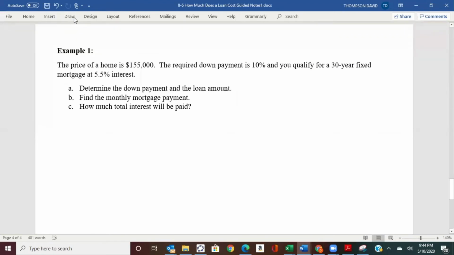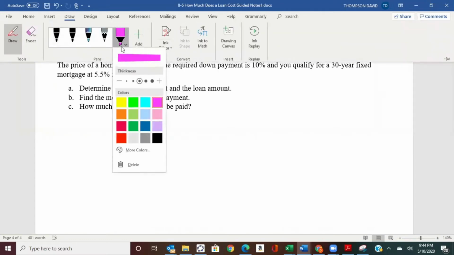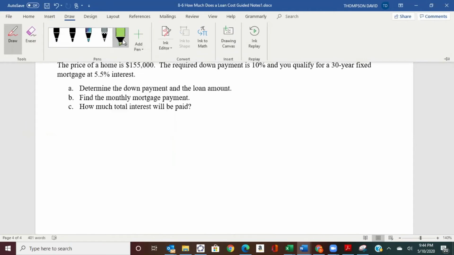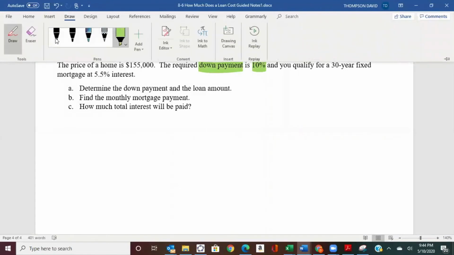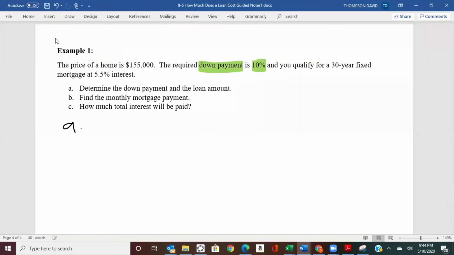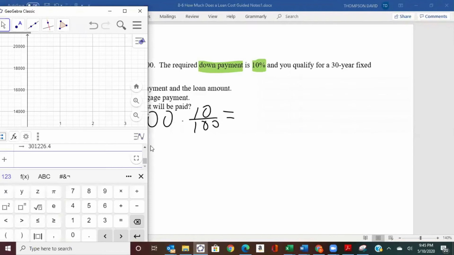So first we need to figure out the down payment for the amount of the loan. So we'll do that in a different color. We'll use this dark green for my down payment. Let's work with part A. We know the price of the home is $155,000, and we want to figure out the amount of down payment. So that's just going to be 10 over 100, which we'll put into a calculator because remember, percent we divide by 100.